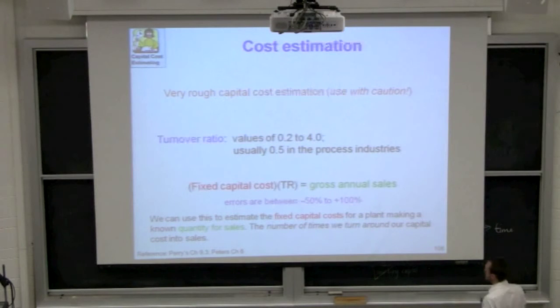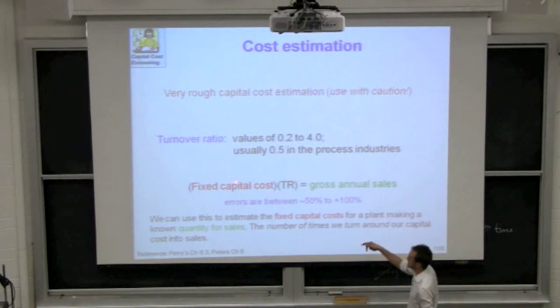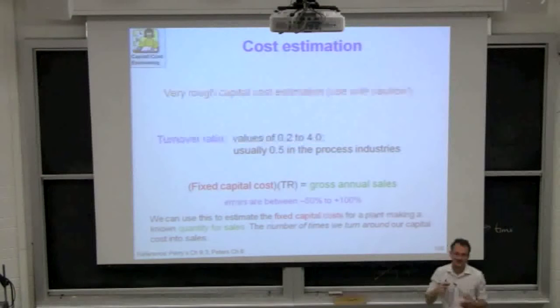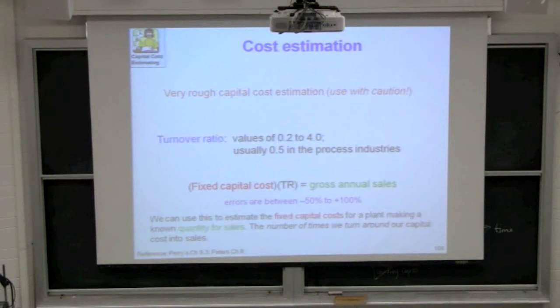So how do you turn your capital costs into sales? Well, let's take the reverse. If it costs $200 million, you're going to have to operate for 2 years just to get the money to pay back just the capital. Okay, never mind other ongoing expenses, but 2 years of sales are going to be turned around to pay for the capital.